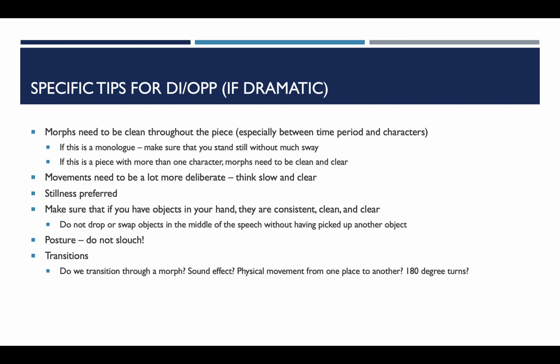Transitions. Do we transition through a morph, right? Do we go from scene 1 to scene 2 by morphing from perhaps character A's childhood as a 6-year-old kid to now a teenager going to high school, right? Or do we transition through a sound effect? Do we whistle and then transition? Or perhaps do we transition by moving from one end of a stage to another? Or do we transition through 180-degree turns where we start facing the audience and then transition with our back towards the audience, right? What is the transition?